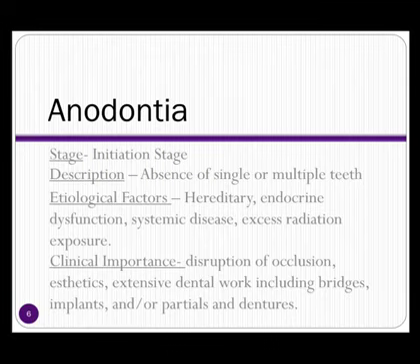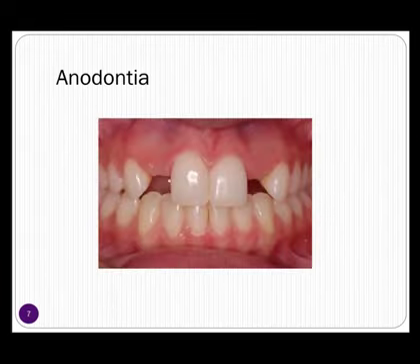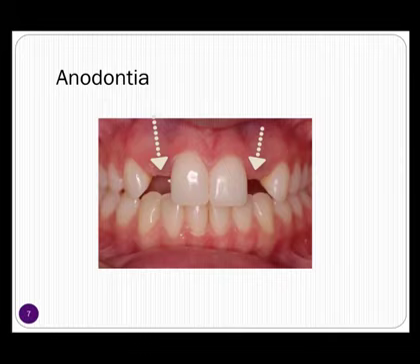Why is this important to know? Well, it can cause a lot of issues for our patients, cosmetically and functionally. We'll talk more about that on the next slide. So here we have an example of anodontia. In this photo, the patient is missing number 7 and number 10, or also called the maxillary lateral incisors.